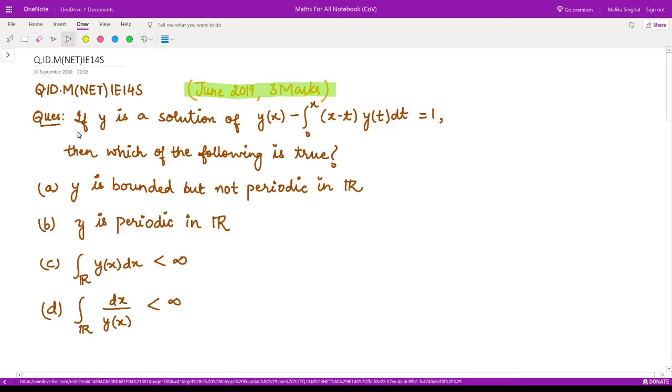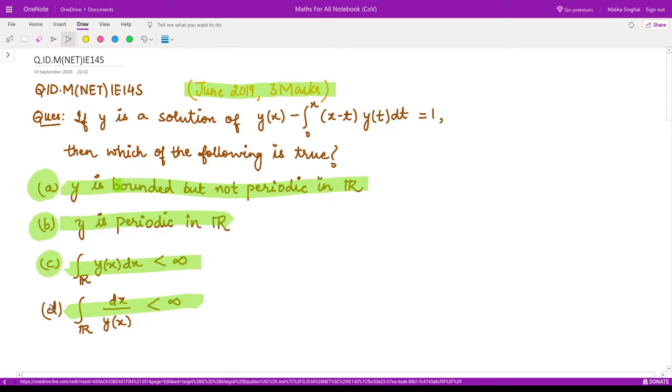The question is, if y is a solution of this integral equation, y of x minus the integration from 0 to x of (x minus t) y(t) dt is equal to 1, then which of the following is true? They are asking whether y is bounded but not periodic, y is periodic in R, this integration is finite, and this integration is finite. So which among these 4 is valid for the solution y of the given integral equation?